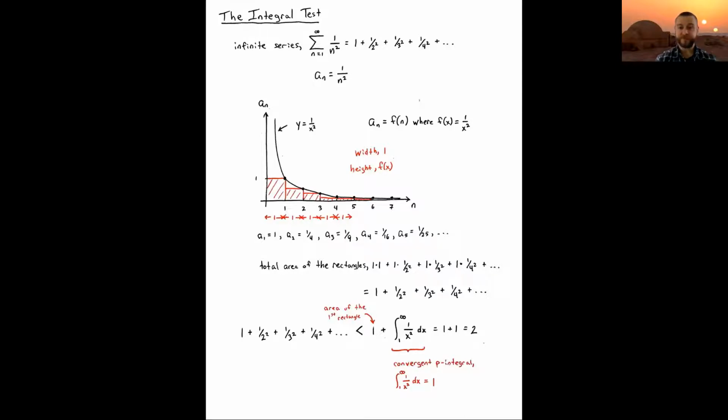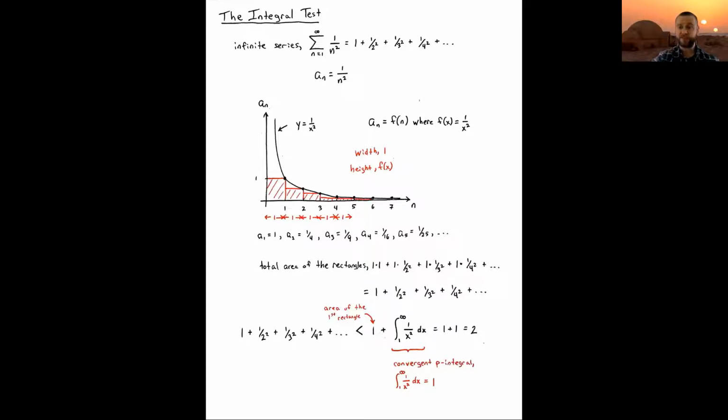Now, if we combine this with some ideas before with comparison tests for improper integrals, basically what we can see here is our infinite series, all of those rectangular areas, all infinite of them, that is going to be less than 1 plus the value of that improper integral. The value of the improper integral is 1. So what we can see here is our infinite series, all the terms being added up, is less than 2.